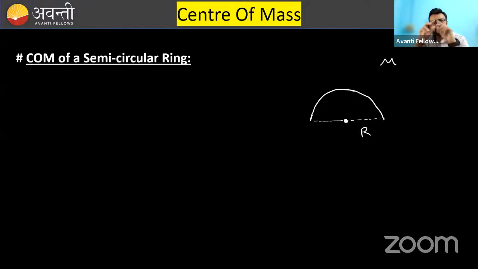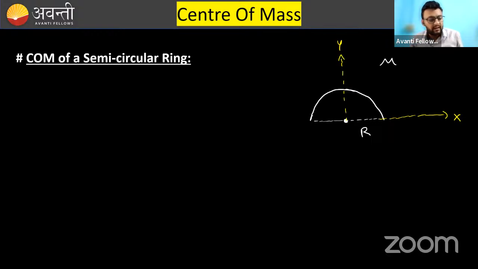A ring is just like a rim. It has only length. So mass is distributed on its length only. So let's suppose this is our origin. This is our x-axis and this is our y-axis.